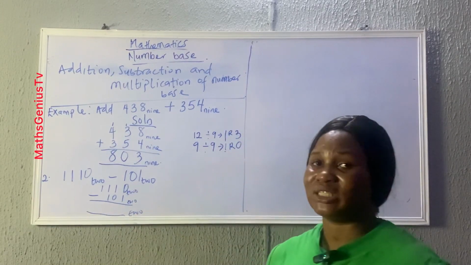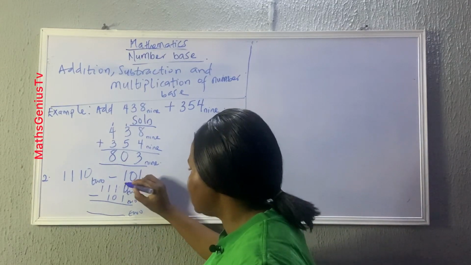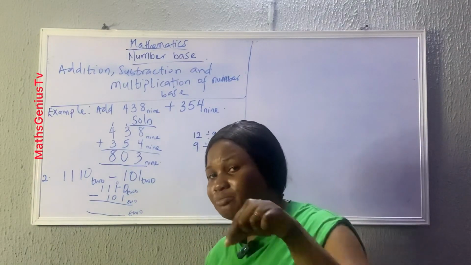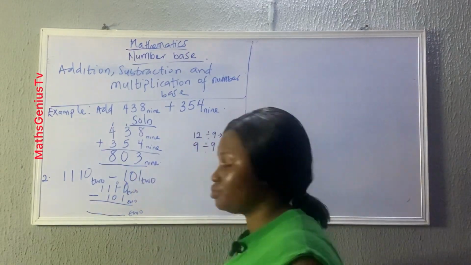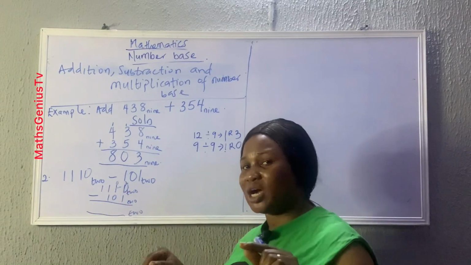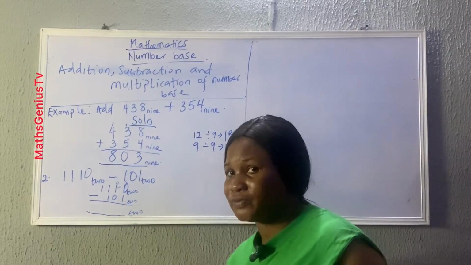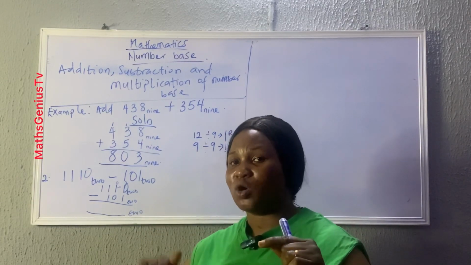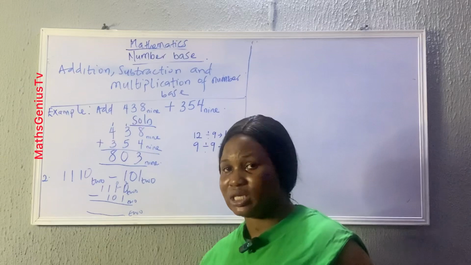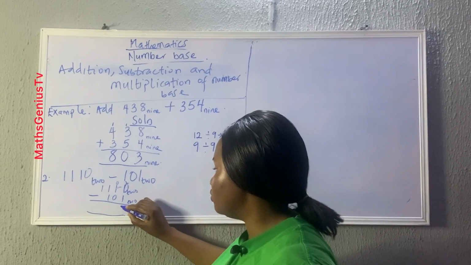0 minus 1 is impossible. So we are borrowing from here to this place. This one remains 0. That one we are borrowing, because we are in base 2, it will be 2. Are we still together? The one we are borrowing now is what? 2, because we are in base 2. Assuming we are in base 5, if we are borrowing 1, that one will be 5. Assuming we are in base 6, it will be 6. But since we are in base 2, the one we are borrowing is 2. 2 minus 1 will give us 1.